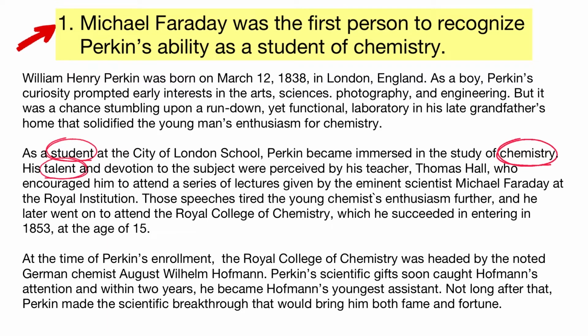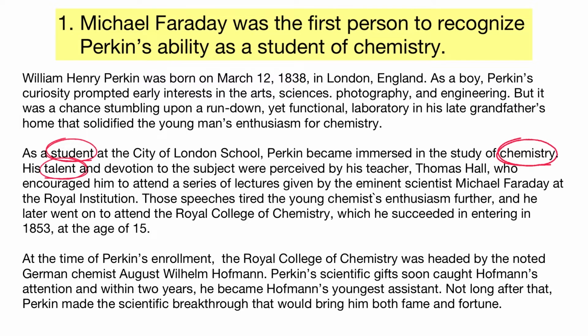Here, I will read the question very carefully and see what the question says, and then I'll read that part of the text. So the question says that Michael Faraday was the first person to recognize Perkins' ability as a student of chemistry. Remember, I won't just read the sentence that says talent. I'll start reading from the sentence before.